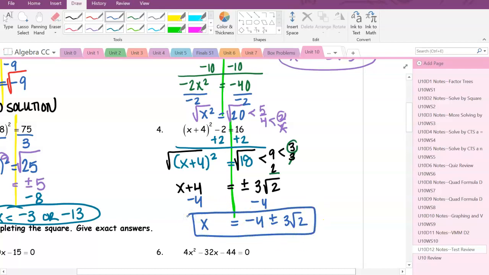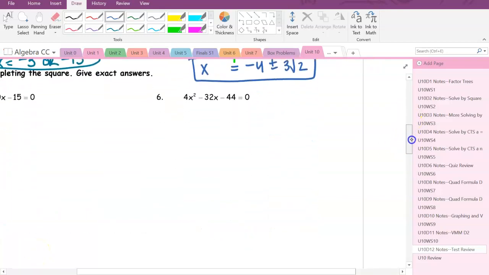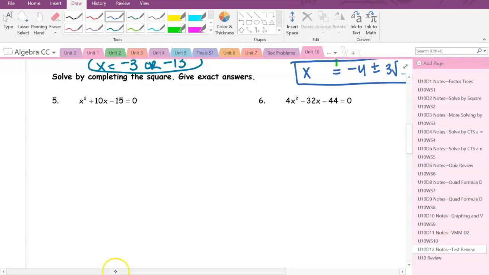All right, so that's solving by square roots. Next, we're going to solve by completing the square, which also involves solving by square roots. Now, when you just have a 1x squared, this is a little easier than when we have a number in front of our x squared. Just as we saw with factoring, there are extra steps. But the first step is always to move your constant over to the other side. Okay, so I'm going to add 15 over.